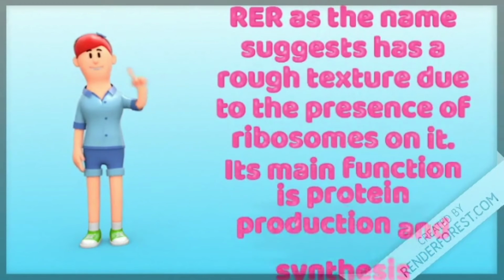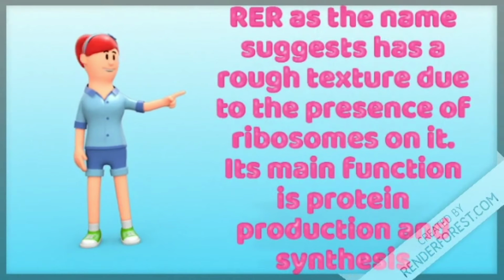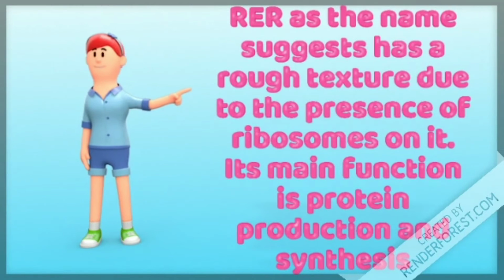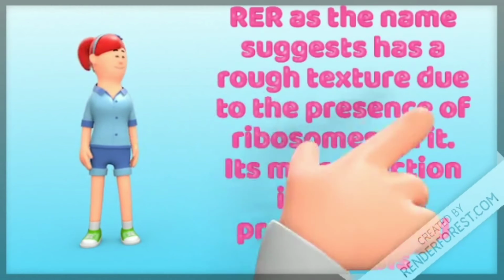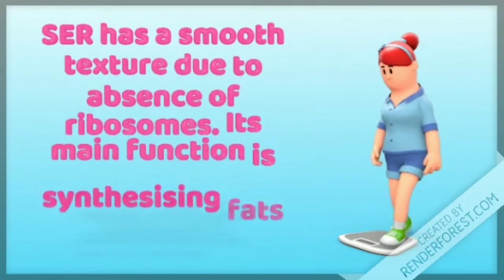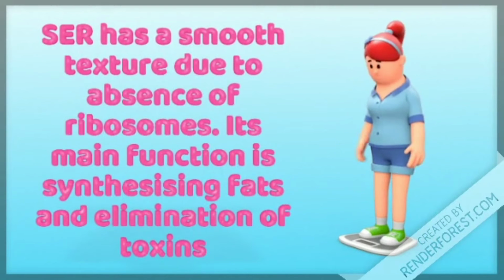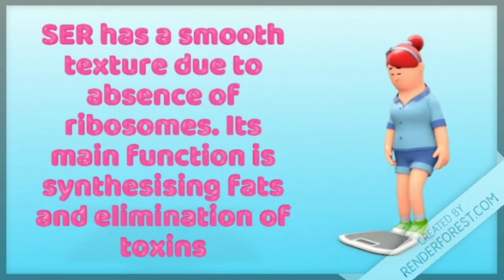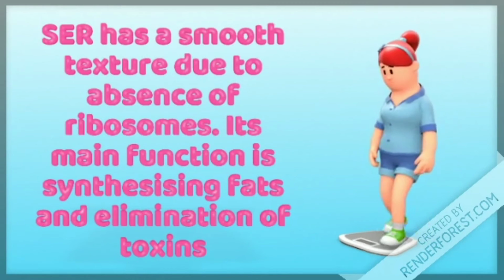RER, as the name suggests, has a rough texture due to the presence of ribosomes on it. Its main function is protein production and synthesis. SER has a smooth texture due to the absence of ribosomes on it. Its main function is lipid, that is fat, synthesis and toxin elimination.